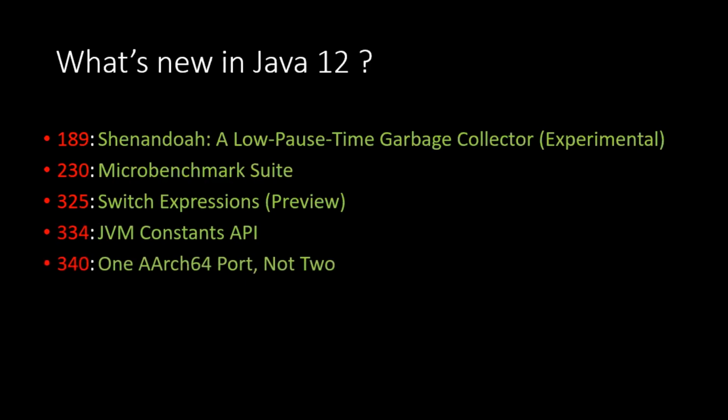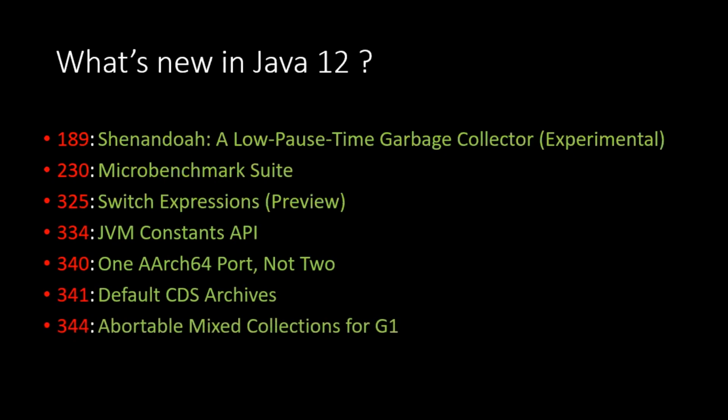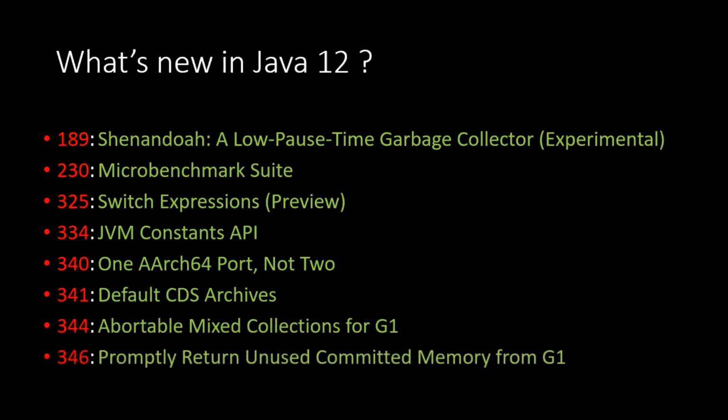A new enhanced switch expression has been introduced as well, and the JVM constant API has also been updated. One more is AArch64 port, not 2. Default CDS archives, abortable mixed collection for G1, promptly return unused committed memory from G1. So these are some of the important features that were released as part of JDK 12.